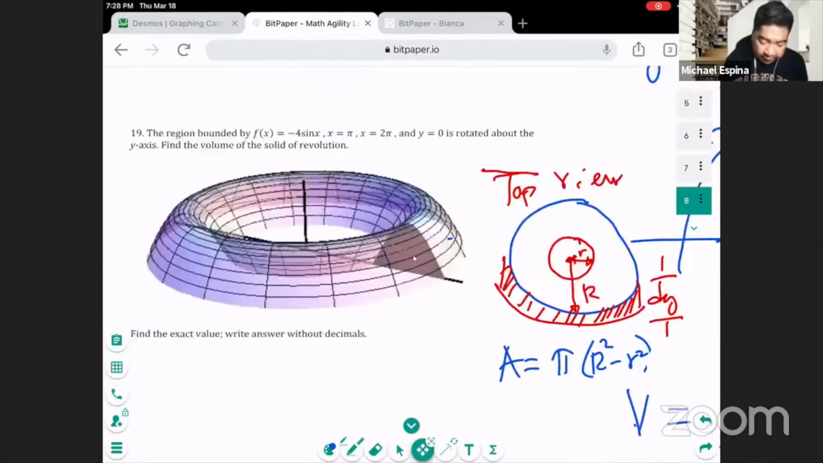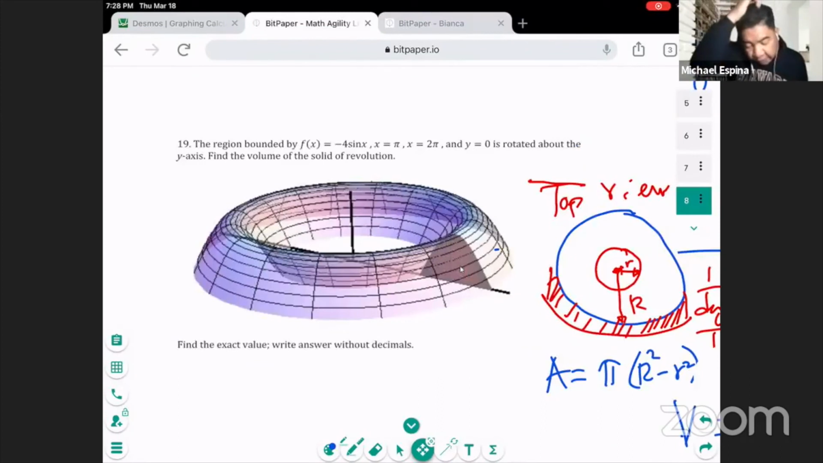Let's go back. Okay, it's another volume problem, but let's try to solve it. Again, this question is from Lina. Yes, question number 8 is from Lina, and she's from Manila and is already in college. The second question is: the region bounded by f of x equals negative 4 sine x, x equals pi and x equals 2 pi, and y equals 0 is rotated about the y-axis. Find the volume of the solid of revolution.